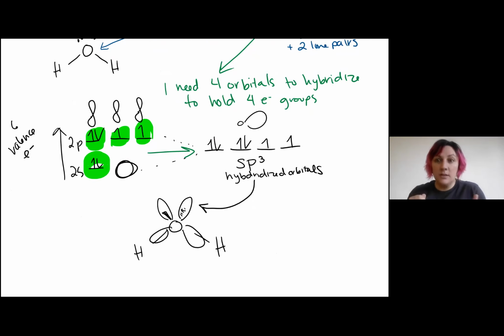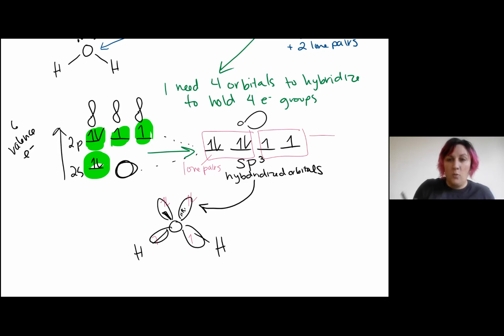And now I can put those electrons in them. So I can see that 2 of these are going to have 2 electrons in them. These are going to be my lone pairs. And then I have 2 that are going to have 1 electron. These are going to be able to form covalent bonds, which they're going to do with these hydrogen atoms.